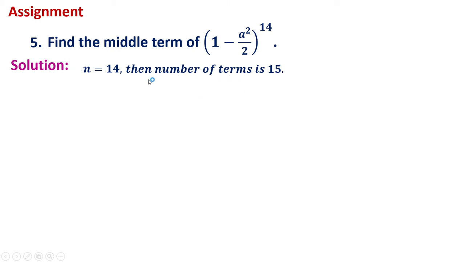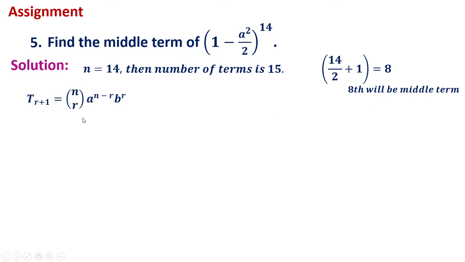Right? And then, 14 over 2, because of course it's the middle, right? So, half of that. So, 2 plus 1. So, we have 7 plus 1 is 8. So, we're looking for the 8th term as the middle term.